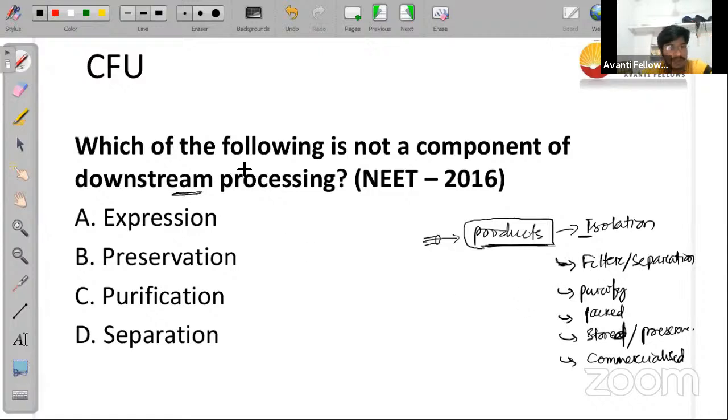The question is asking which is not a component of downstream processing. Expression is not a component of downstream processing, since preservation is a process, purification is a component, and separation is also a component. Option A will be the correct answer. Is this clear to everyone, guys?